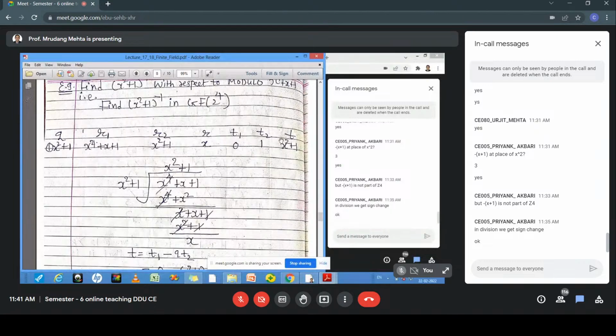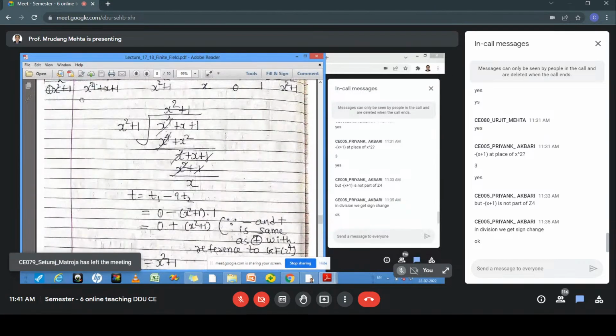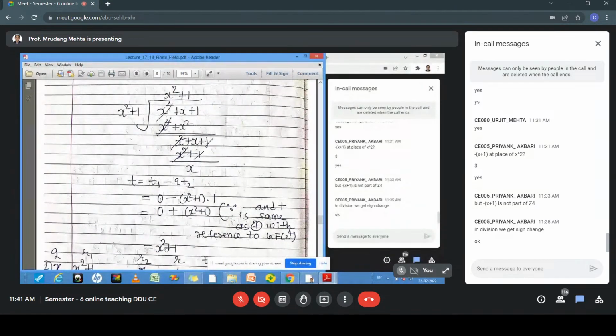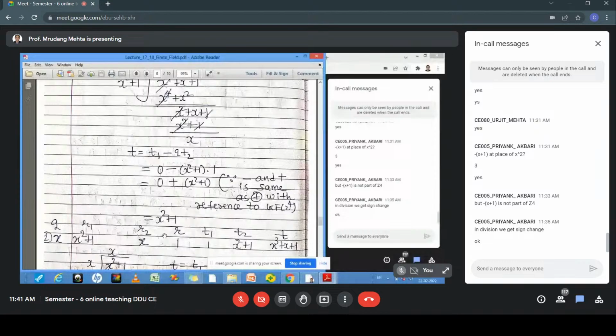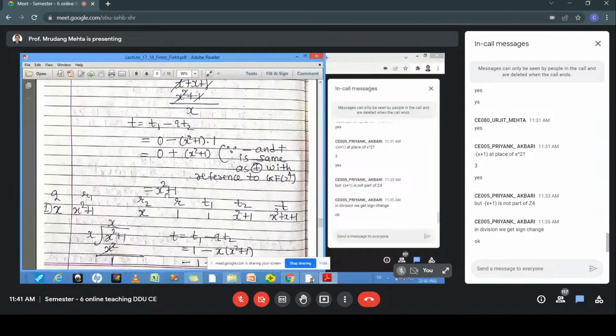Okay, and similarly t1, t2 and t. So t1 is 0, t2 is 1. So t1 minus q t2. What is q? q is x square plus 1. So 0 minus x square plus 1 into 1. But minus is plus because of XOR, both are the same. So here we write x square plus 1. Okay, so x square plus 1 is the first iteration.